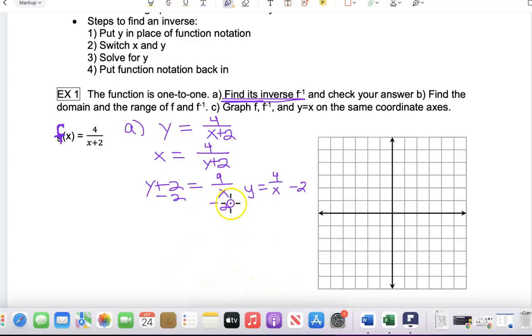And the final step is to put it in our f inverse function notation form. So f inverse of x equals 4 over x minus 2.